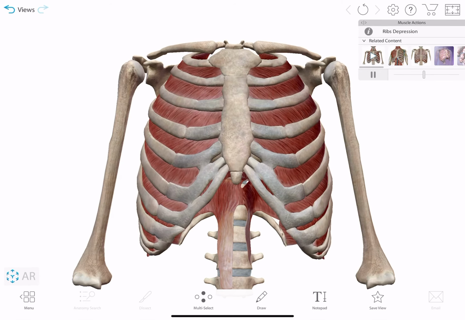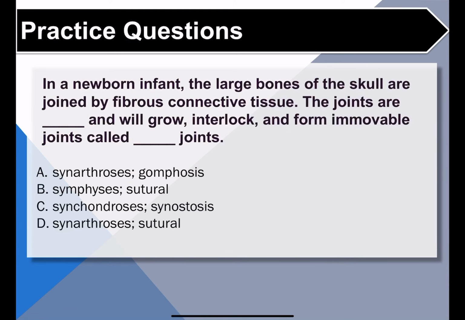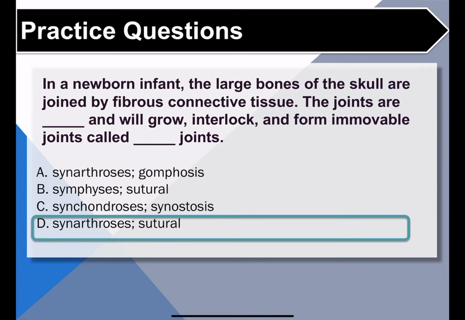Okay, so all synovial joints are diarthrosis, like I was talking about. In a newborn infant, the large bones of the skull are joined by fibrous connective tissue. The joints are blank and will grow, interlock, and form immovable joints called blank joints. Synarthrosis, okay, and those are the suture joints, which are the bones between bones of the skull.